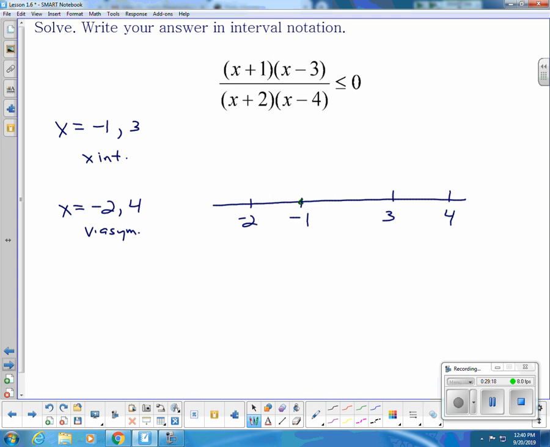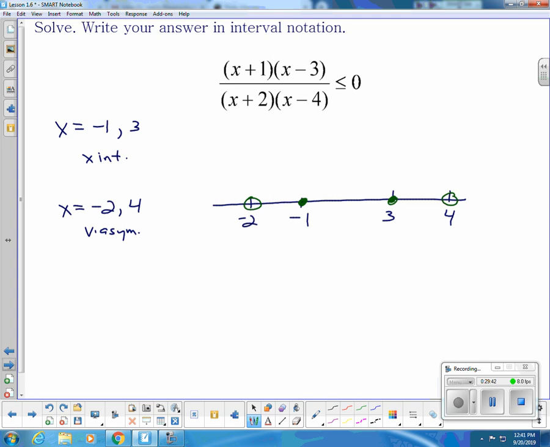Negative 1 and 3 are actually x-intercepts. They are zeros. Negative 2 and 4 are not. So I would make sure on my number line that I'm testing with, I put an open circle. Okay? So, you do the same test points. Doesn't matter whether they're on top or bottom, you're still going to count the number of negatives.